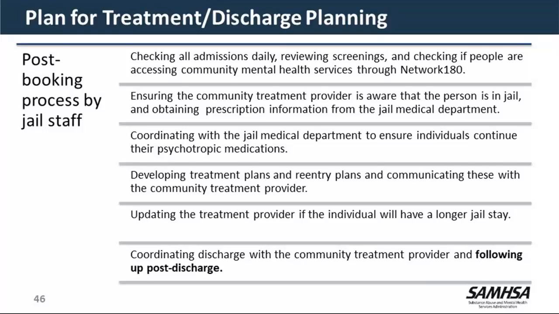Once that is accomplished, if the individual is going to remain in jail for any period of time, they'll develop a treatment plan with that individual and also reentry plans. Those plans are communicated with the community treatment provider, and the case manager continually updates the community treatment provider, especially to make sure that they're aware of when that person is exiting the jail and that there is an appointment date within 7 days of that individual leaving jail. So again, coordinating that discharge, and they also call 7 days post discharge to make sure that the community treatment provider indeed has met that individual and that they're back in services.